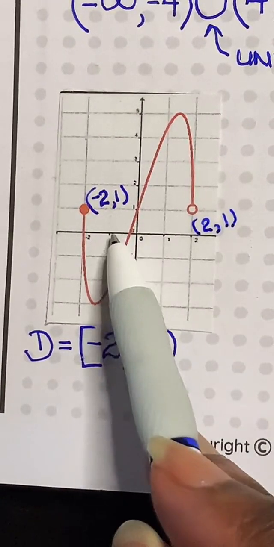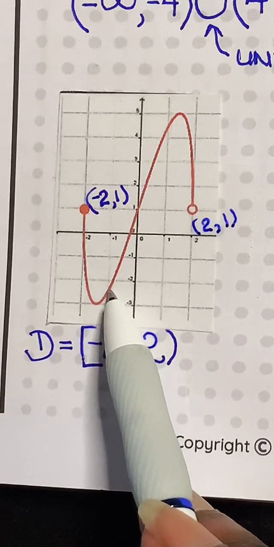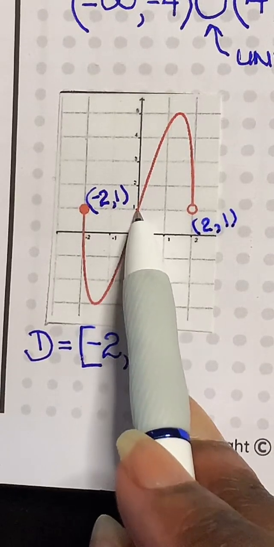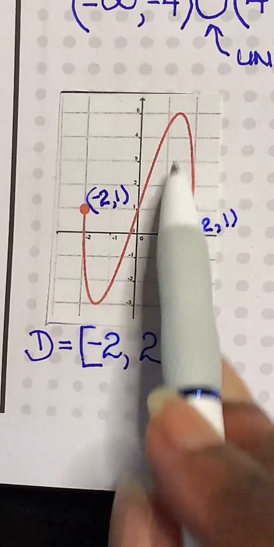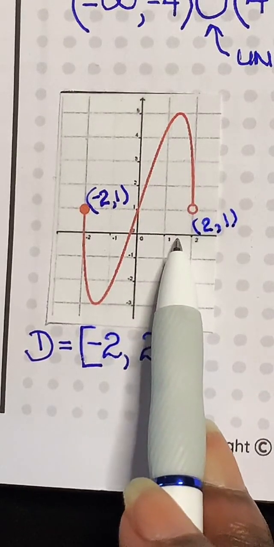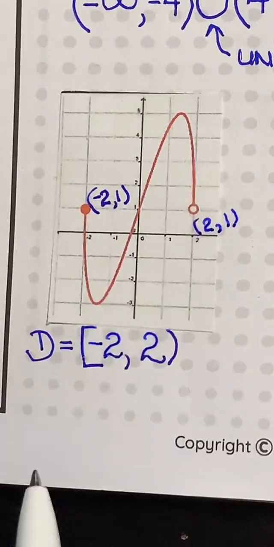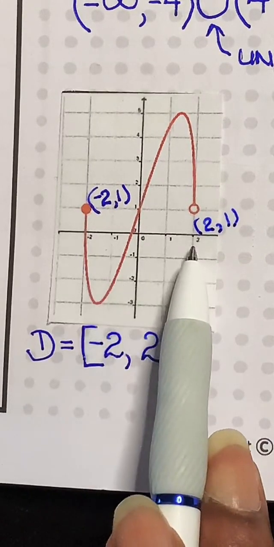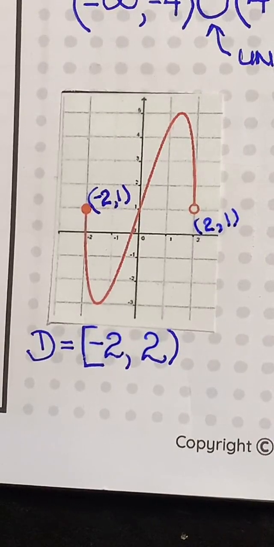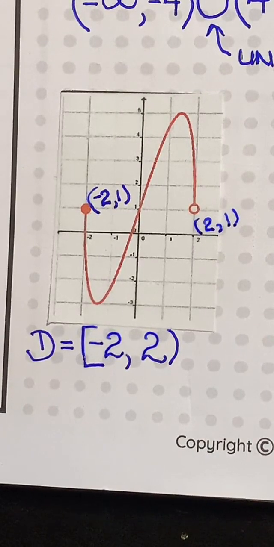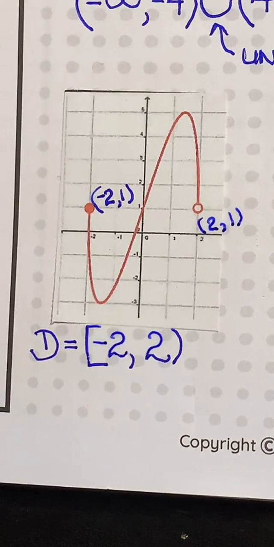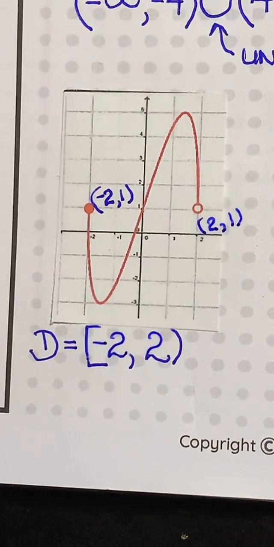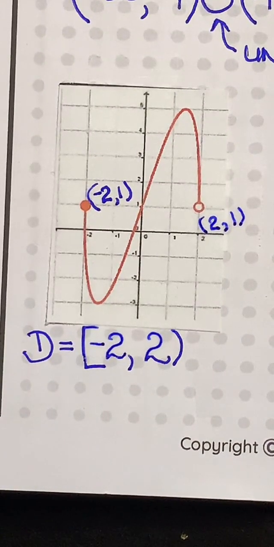There's some other stuff that's happening in here. That means if I pick -1, I'm going to find a Y value. If I pick 0, there's going to be a spot for me. If I pick 1, there's going to be a spot for me. If I pick 1.5, there is a spot on the graph. So you're saying my domain only goes from -2 to +2. Yes, parenthesis means not included. It goes to that point, but it's not including that point. All right, so that's your domain.